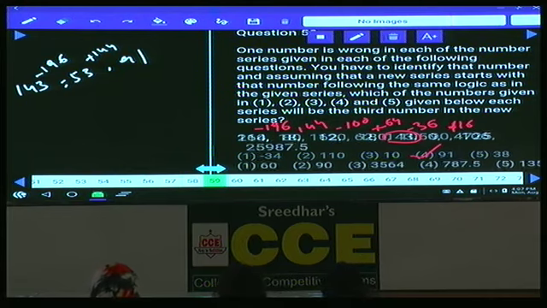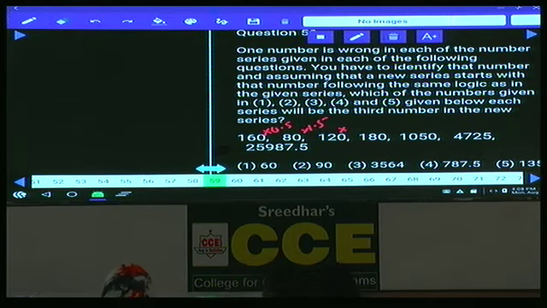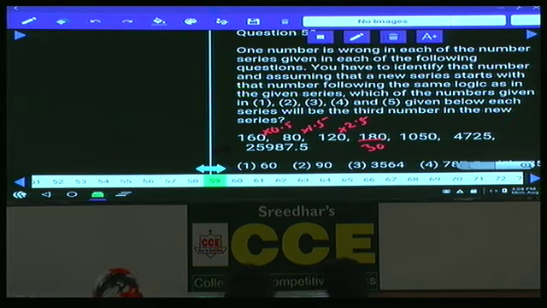Then question number 59. Now in this 59, 160 and 80 can be written as into 0.5. Next one, 80 and 120 can be written as into 1.5. Next one, 120 and 180. How can you express this one? Now 120 and 180, into 0.5, 1.5, this must be into 2.5. And if you multiply this one with 2.5, what is the number we have? 300.